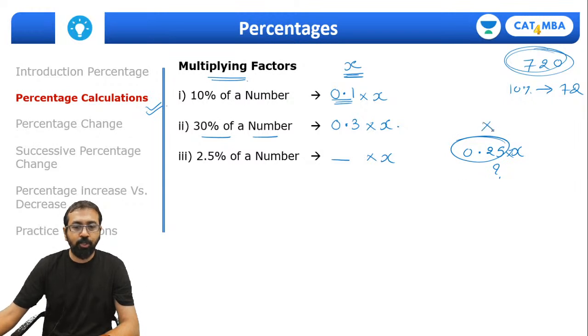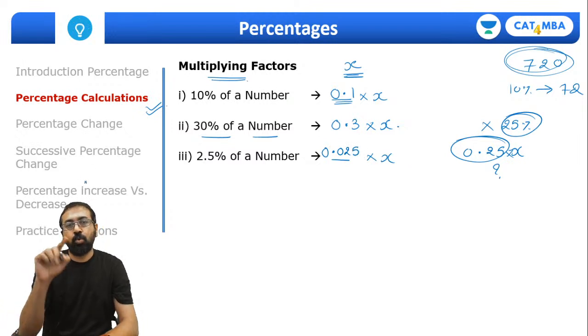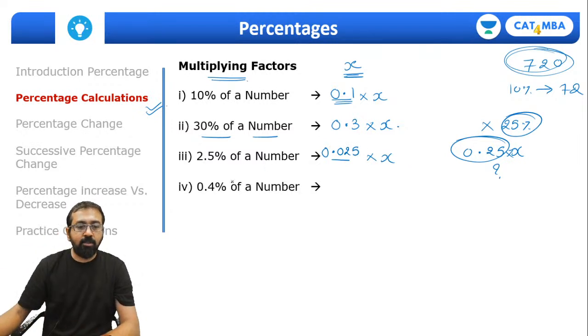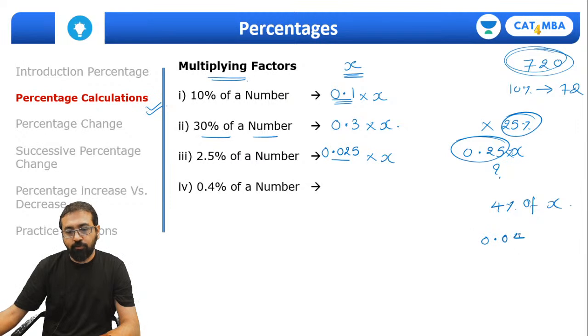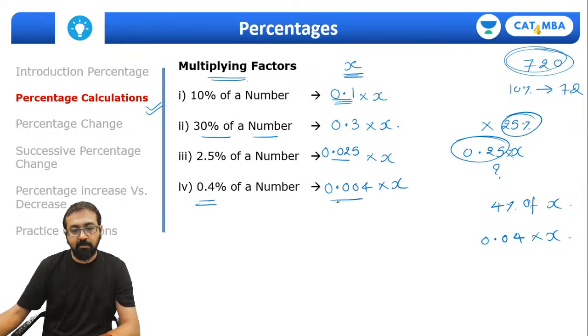No guys, 0.25 indicates 25%. Please remember, while we need to find out 2.5% of x, the multiplying factor will be 0.025 into x, and this is what you need to understand. In fact, let's take one more example. If I ask you 4% of x, then the multiplying factor will be 0.04 into x. But here it is 0.4% of x, so it will be 0.004 into x. So this is the multiplying factor.